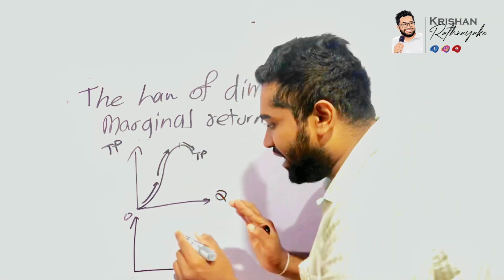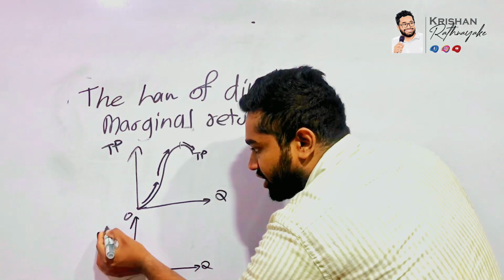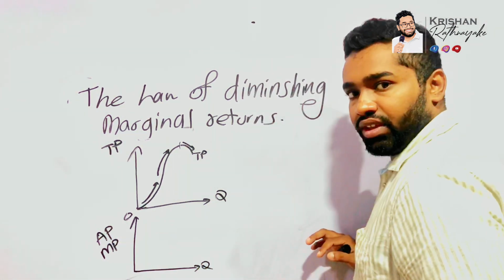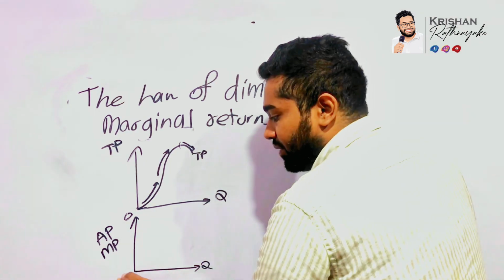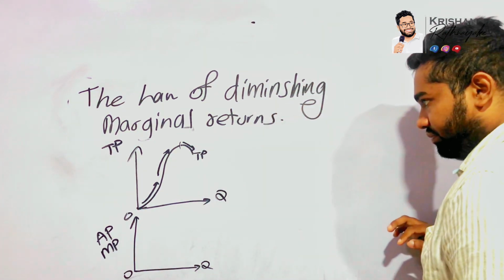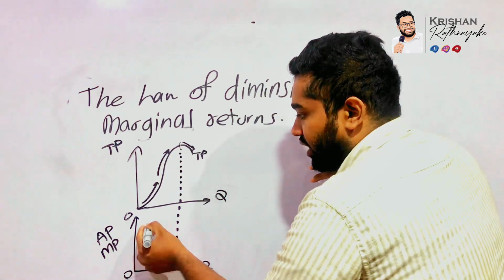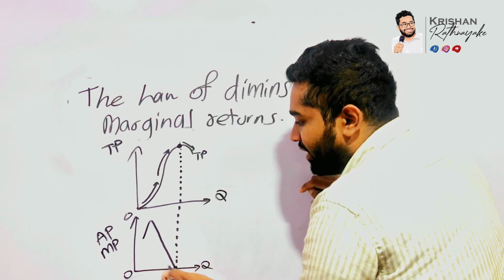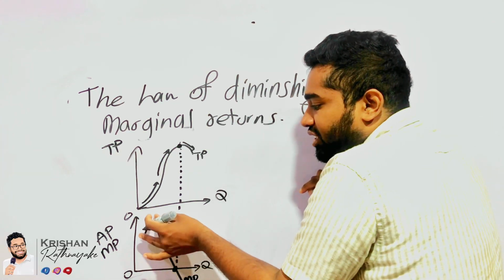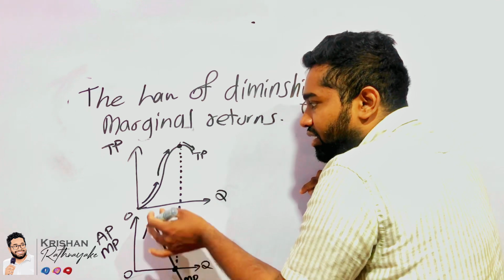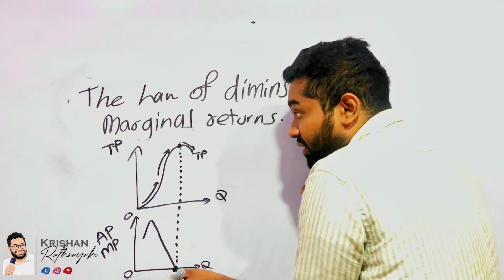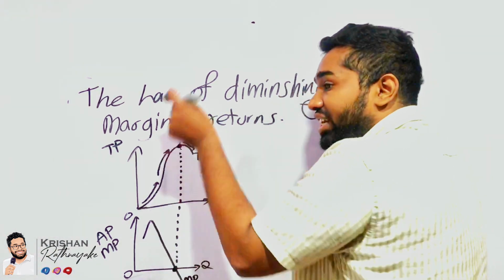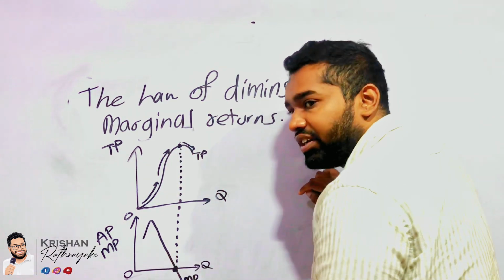Then we can explain the behavior of average product and marginal product. This is 0. Now we know marginal product is 0. MP is 0 when the total product is at its highest point. Normally marginal product increases, comes to the highest point, decreases, comes to 0 when the total product is at its highest point, and then becomes negative.